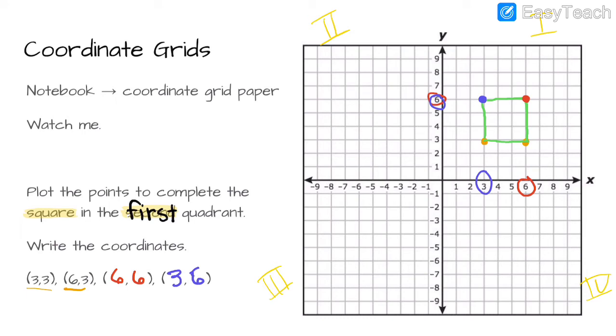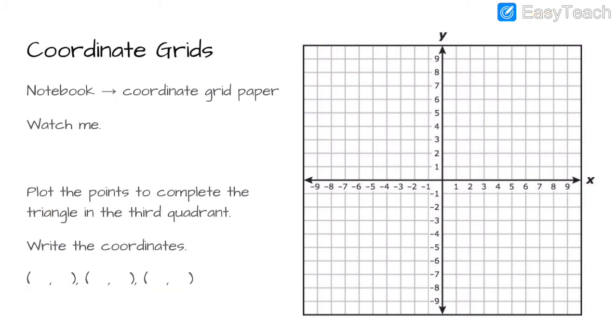All right, let's do one more. Now here you are going to write the coordinates yourself. And it is asking us to make a triangle in the third quadrant. Okay, so here's quadrant 1, 2, 3, 4. So we're going to be in the third quadrant. That's this one.